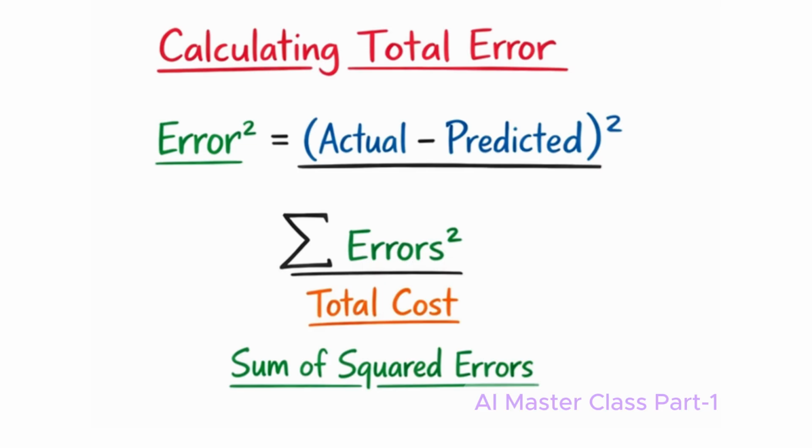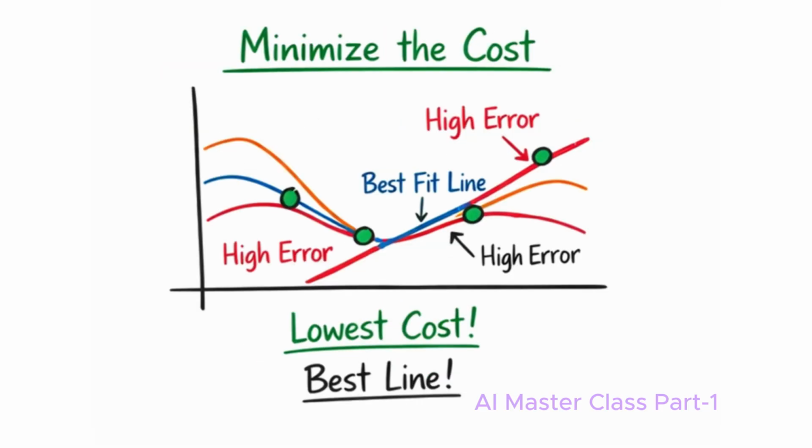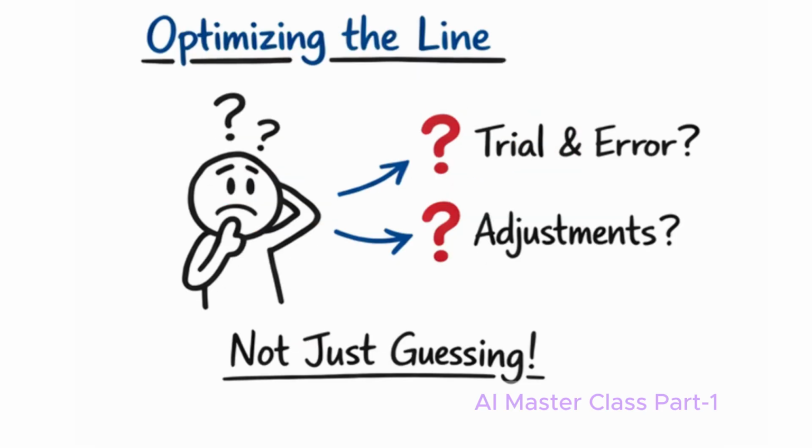Now our goal becomes very clear. We want to find a line where the cost is minimum. In other words, we want that line that has the least total error. Now comes the next part. How do we actually find the best line? We can't just guess it, right?